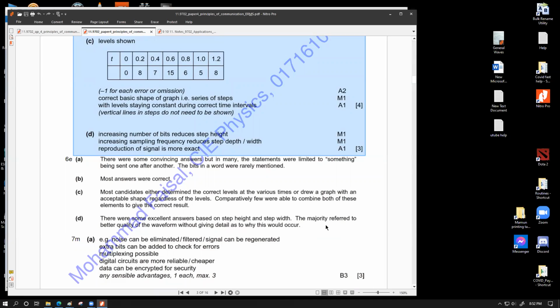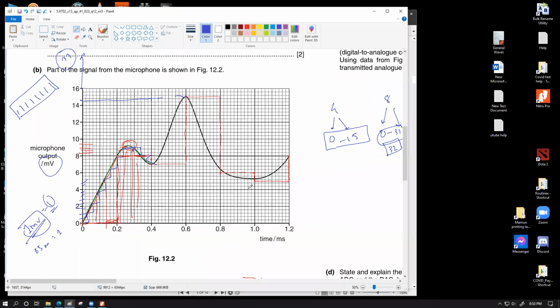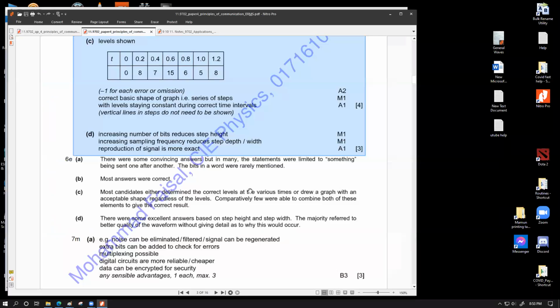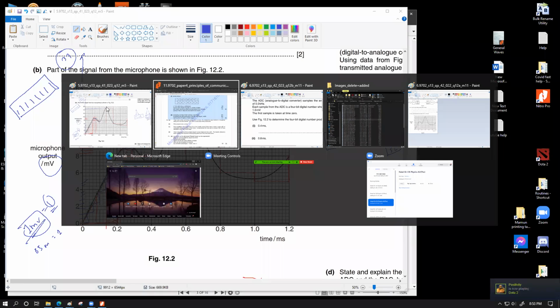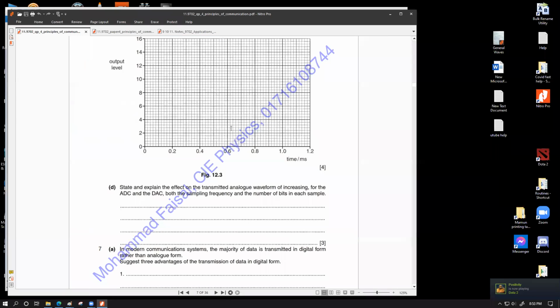Increased bit number reduces the step height, and increased sampling frequency reduces the step height, which makes the signal far better. But both of these things would make the file size far bigger. So that's another thing that we have to consider whenever we're trying to do the sampling.